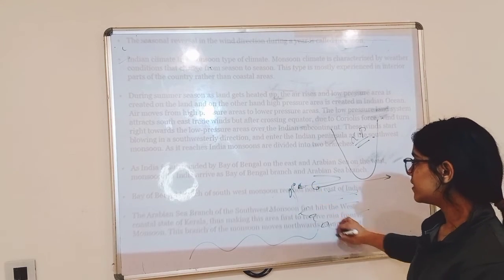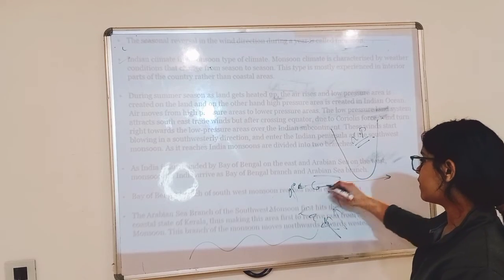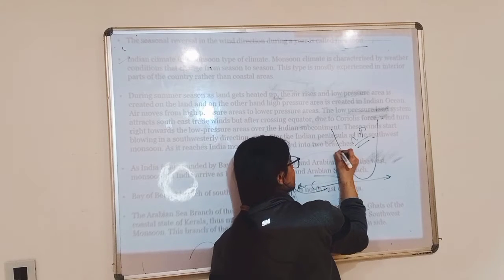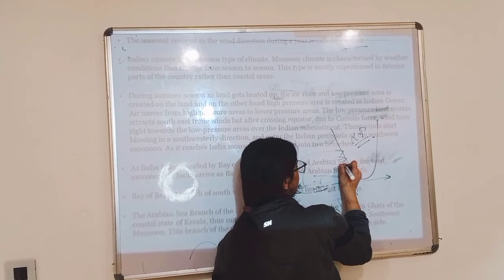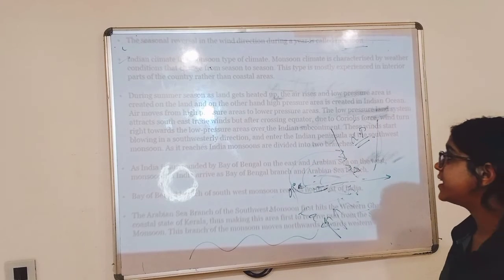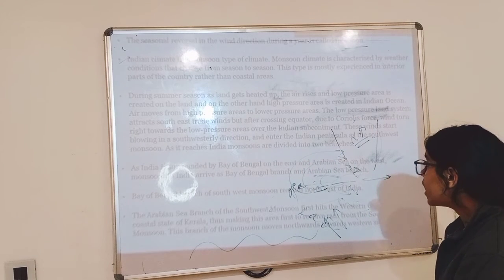India pe jab ek, this is my equator, और यहाँ से जो winds आ रही हैं, यहाँ पे low pressure है equator पे, but Coriolis force की वजह से ये ऐसे turn हो जाती है ना. ये जब India में enter हो जाती है, low pressure create कर लेती है and India में बारिश हो जाती है. And अब देखो.